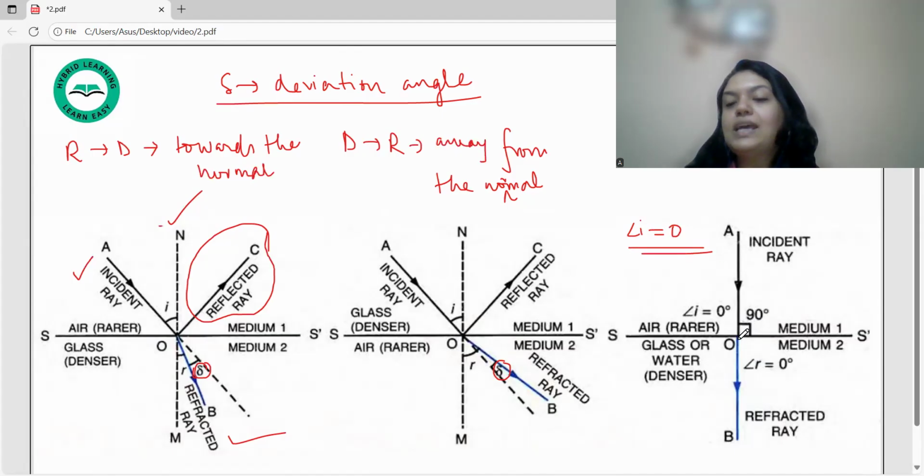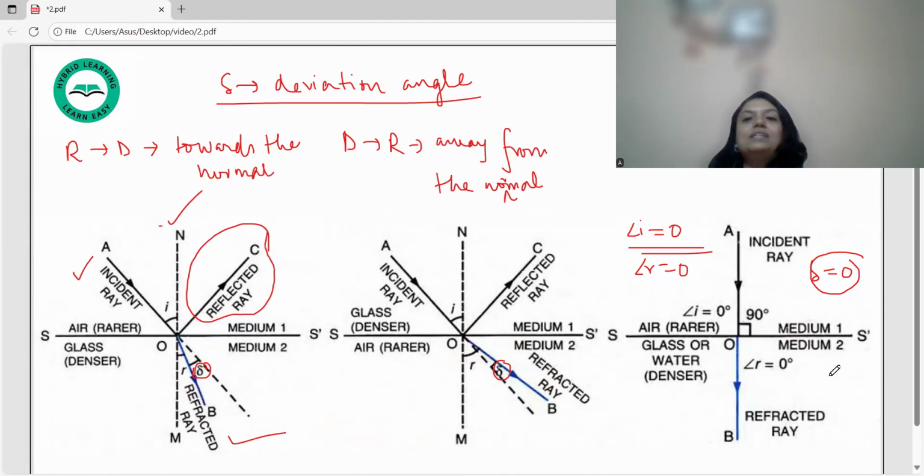Now if you notice, the light ray when it is incident normally, it's going straight. This is the normal ray of normal angle of refraction. So if I is 0, so definitely your R is 0. So definitely your delta is also 0 in this case because there is no deviation.